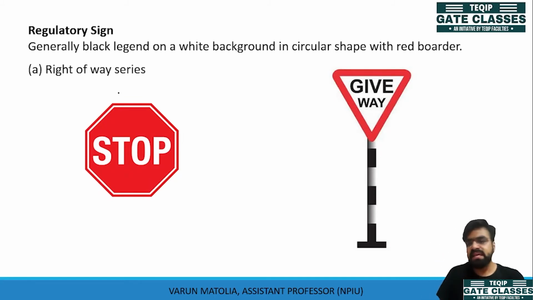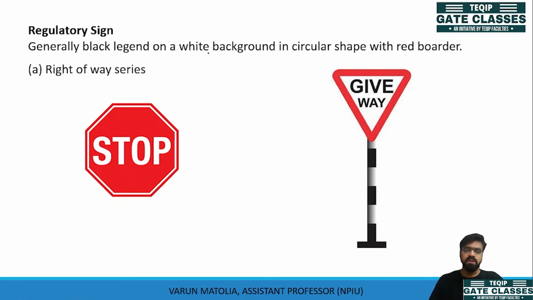So regulatory signs are generally black legend, meaning whatever is written on these signs is generally in black color, and they are provided in circular shape with red border. The first type of sign is the right of way series. Actually, there are some exceptions present in the regulatory signs.